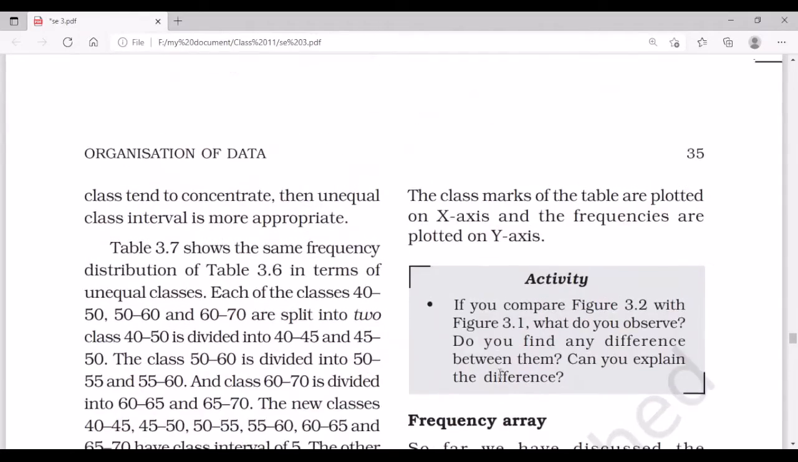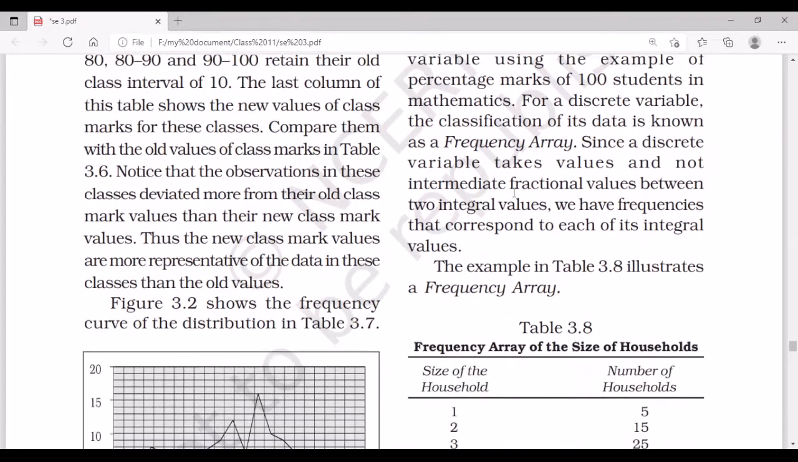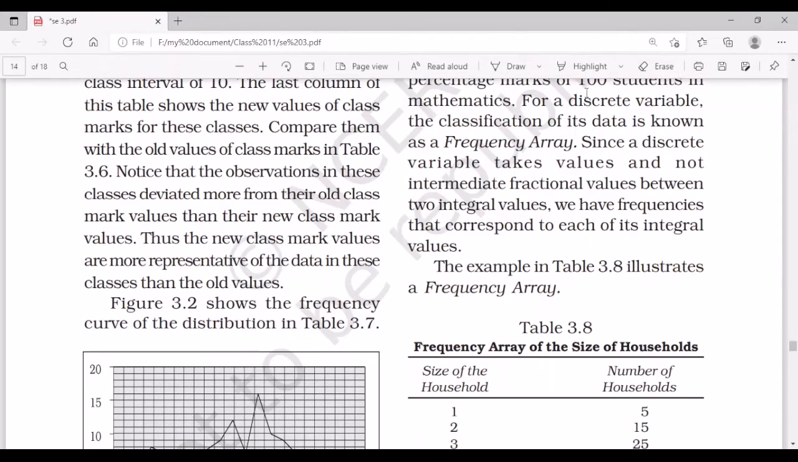Okay, now the topic is frequency array. So far we have discussed the classification of data for a continuous variable using the example of percentage marks of 100 students in mathematics. For a discrete variable, the classification of its data is known as a frequency array. So what is a frequency array for discrete data?